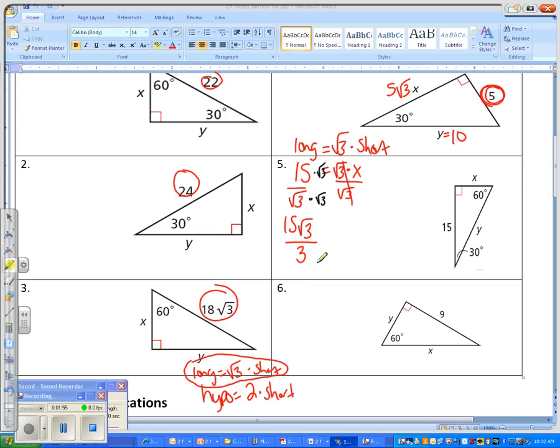And we're super close to being done. The last thing we need to do is look at the whole numbers. 15 divided by 3 is 5. So your answer is going to be 5 radical 3 for x. So here we have 5 radical 3.